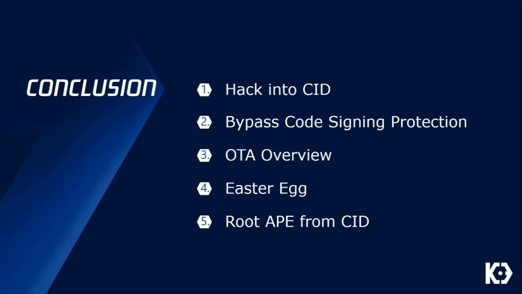In conclusion, let me sum up our presentation. We talked about the vulnerabilities in WebKit and NVMap. We utilized them to gain root privilege on CID. We talked about how we bypass the code signing protection. Furthermore, we reviewed the details of the OTA process. We explained how we customize Easter egg. Finally, we introduced the vulnerability we used to root APE remotely.